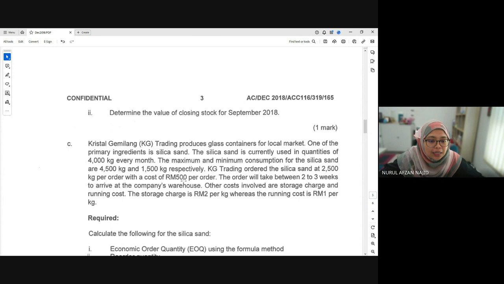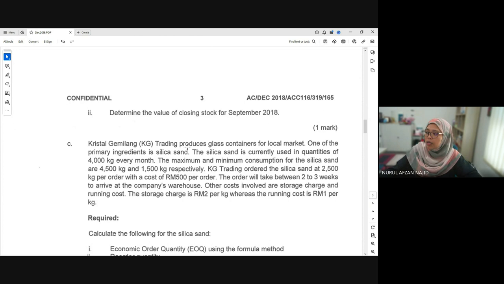The order will take between 2 to 3 weeks. Yang tu apa? Ini adalah lead time. Okay, to arrive at the company's warehouse, other costs involved are storage charge and running costs. Storage charge is RM2 per kg, whereas the running cost is RM1 per kg. So both two costs, RM2 and RM1, is the holding cost. Okay, itu adalah holding cost. RM2 dengan RM1 holding. RM500 ordering. Lepas tu kita ada quantity and demand 4,000 every month.